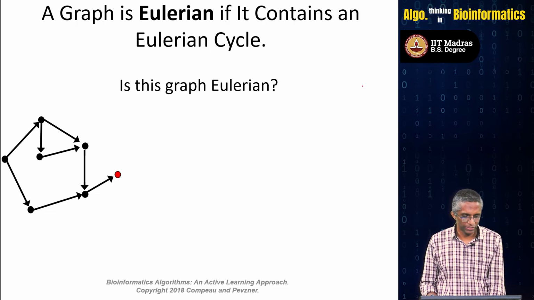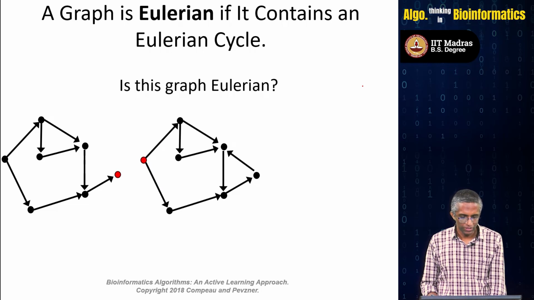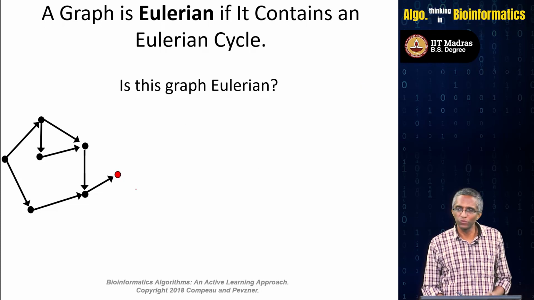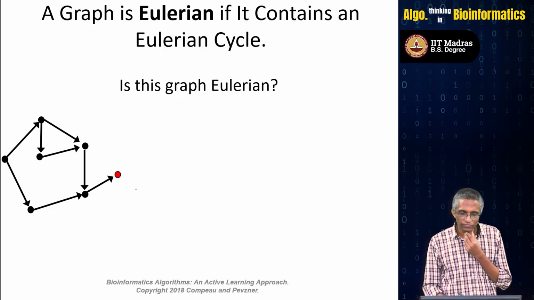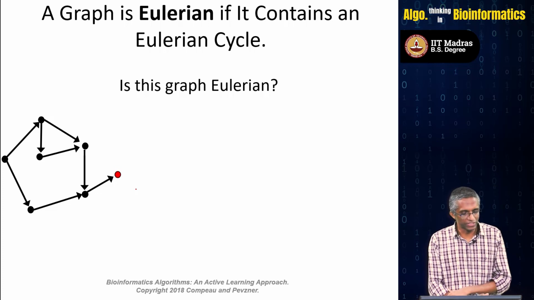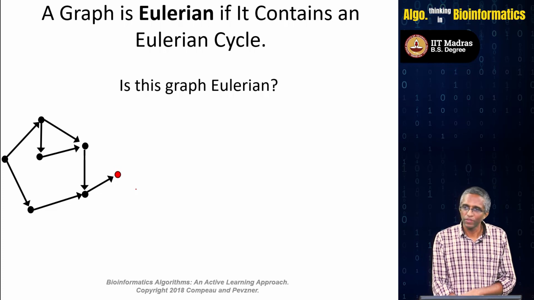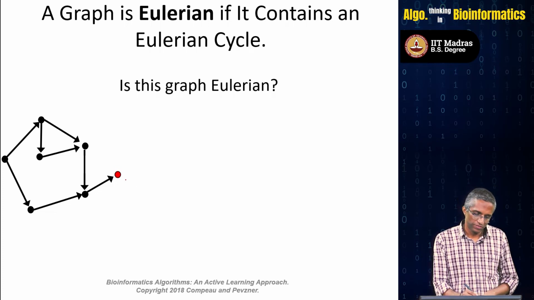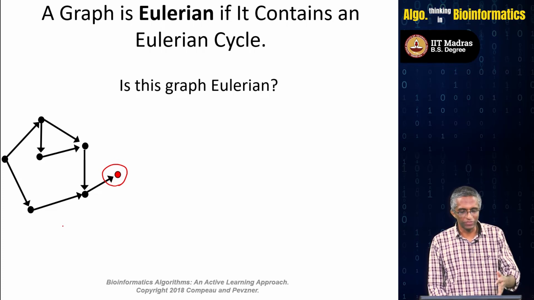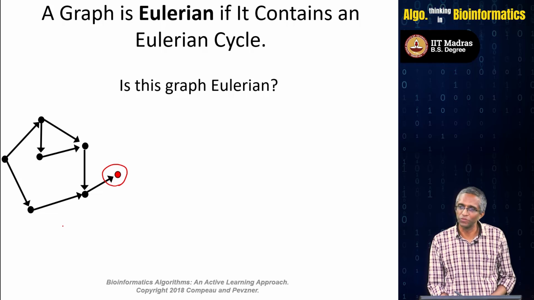Is this graph Eulerian, right? So we are asking, this can never be Eulerian, right? Why is that? This particular graph can never contain an Eulerian cycle. It has odd degree nodes, and also very particularly if you enter into this node, there is no way you can get out, right? So you cannot start there and end there, or you cannot start somewhere else and go there and then come back to the starting node, right?